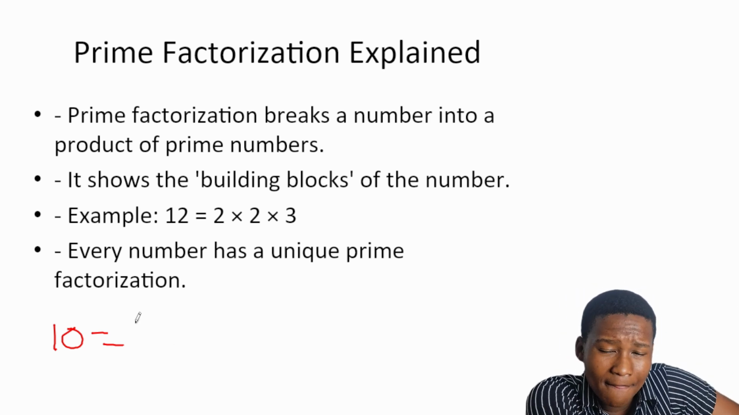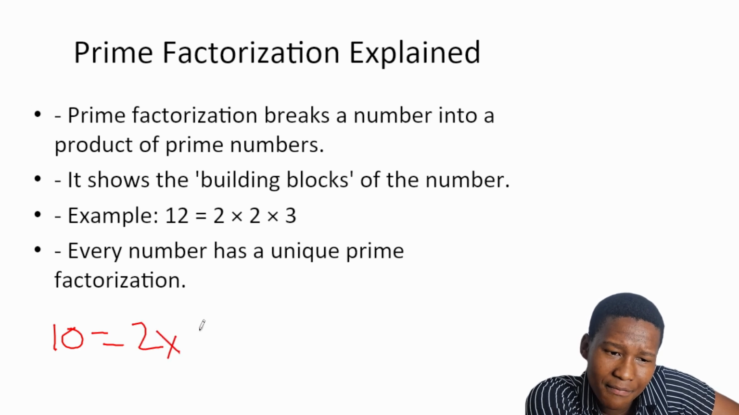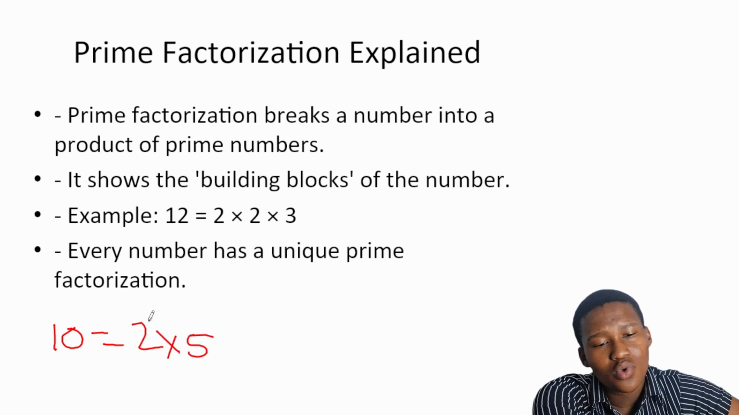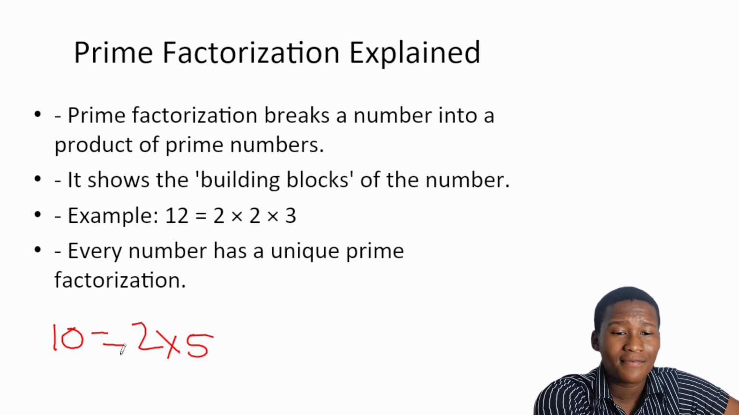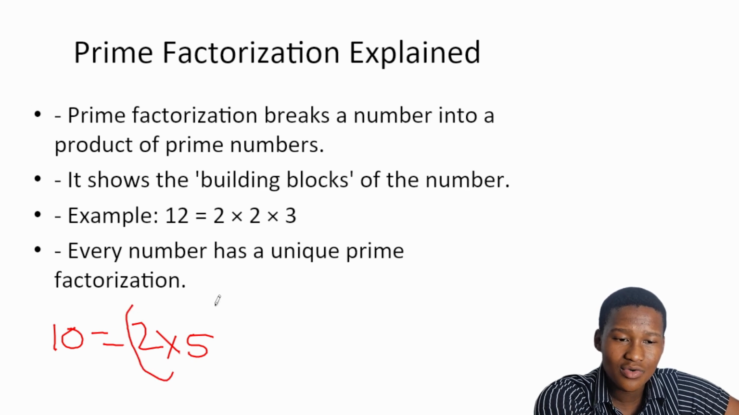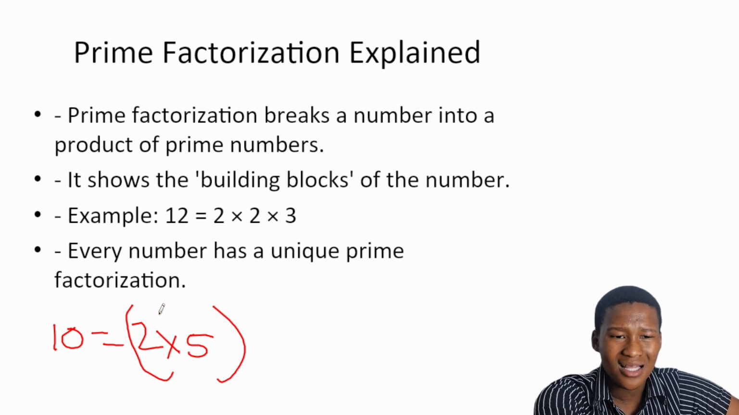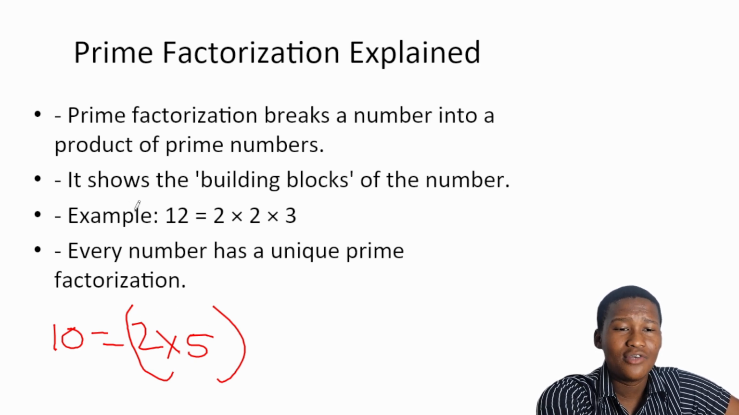So that's 2 times 5. 2 is a prime number multiplied by 5 gives you 10. So that's prime factorization. I broke 10 into a product of prime numbers, 2 times 5. 2 is a prime number, 5 is a prime number. That's breaking a number into a product of prime numbers.